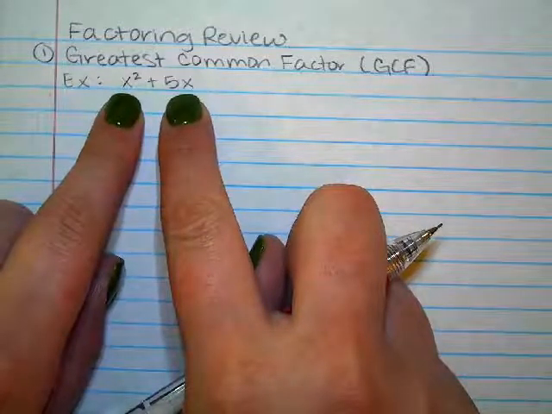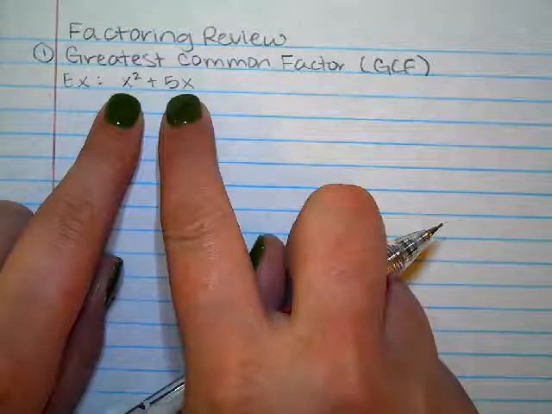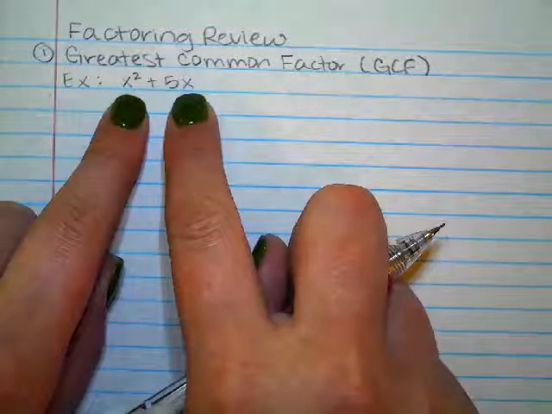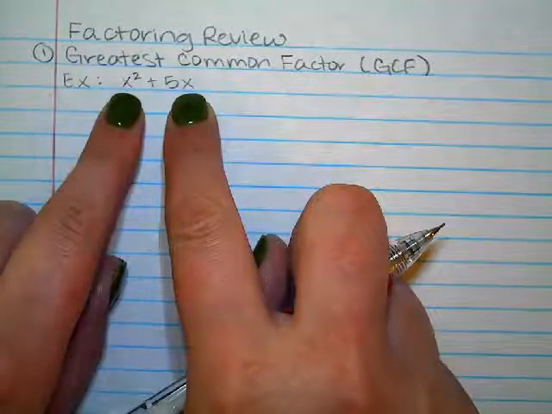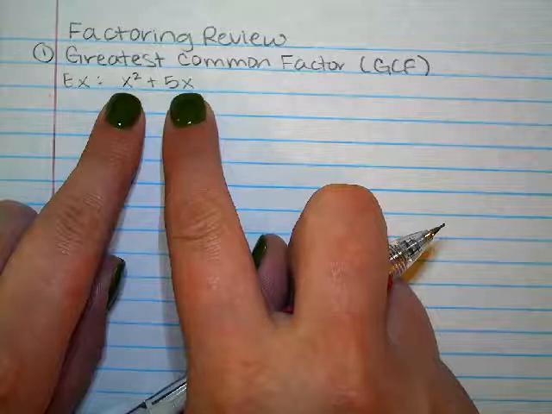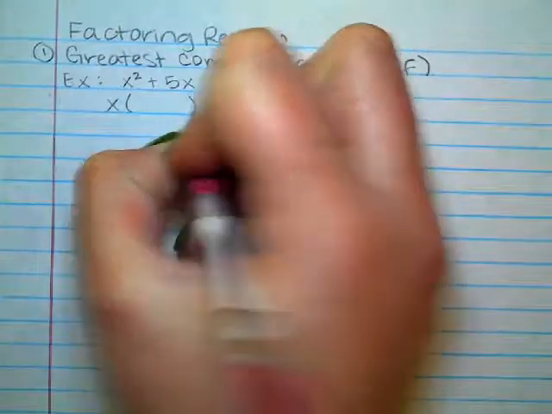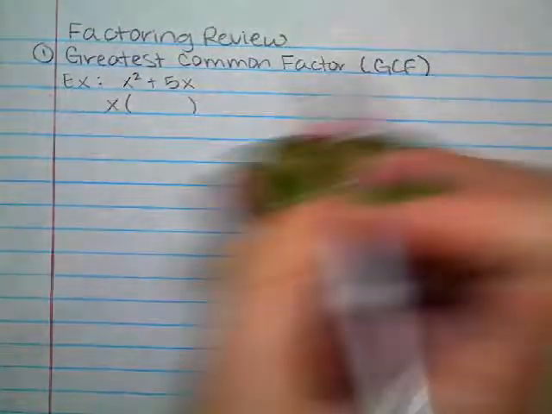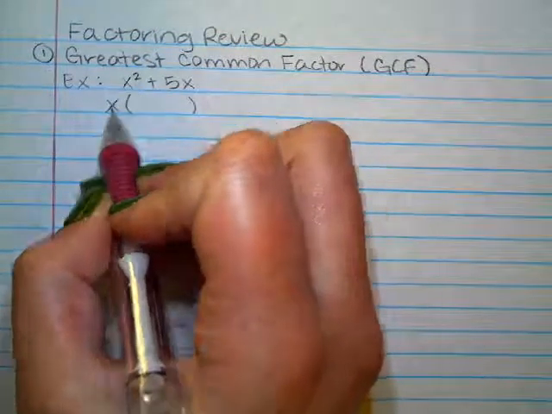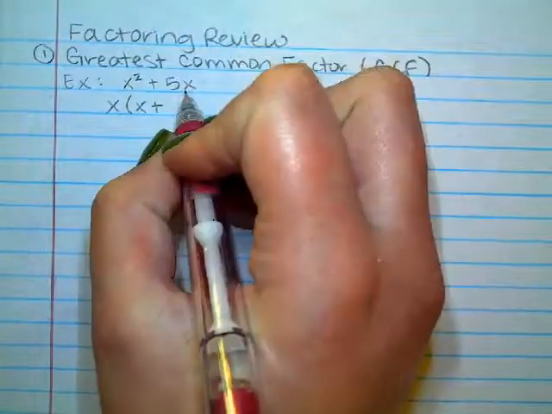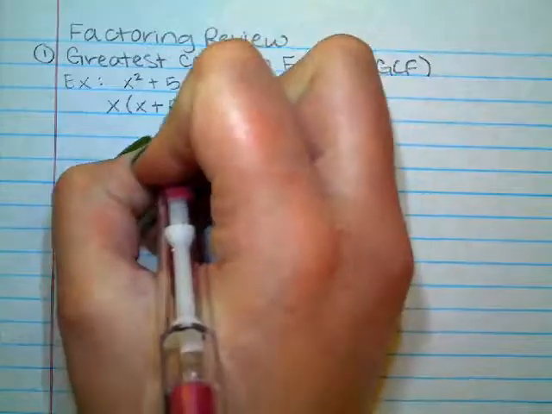With the variables, we have an x squared and an x, so anytime you have a GCF with the variables, the GCF would be the smaller of the two exponents. So we have an x squared for the first term, and then we have an x to the first power for the second term, and so our GCF would just be x to the first power. So that's what I'm going to take out. And then after that, we write the leftovers. So x squared divided by x is just x, plus 5x divided by x is just 5.